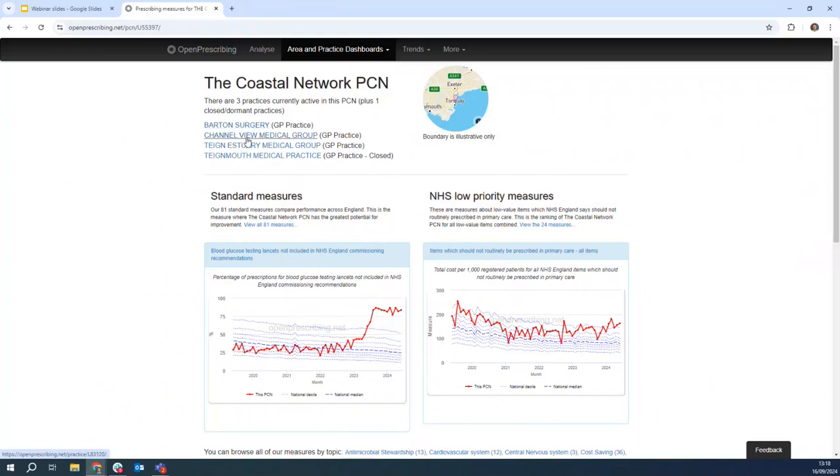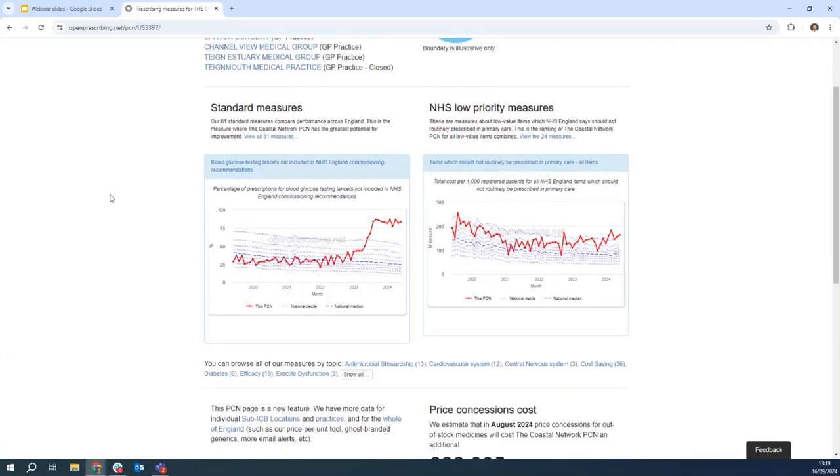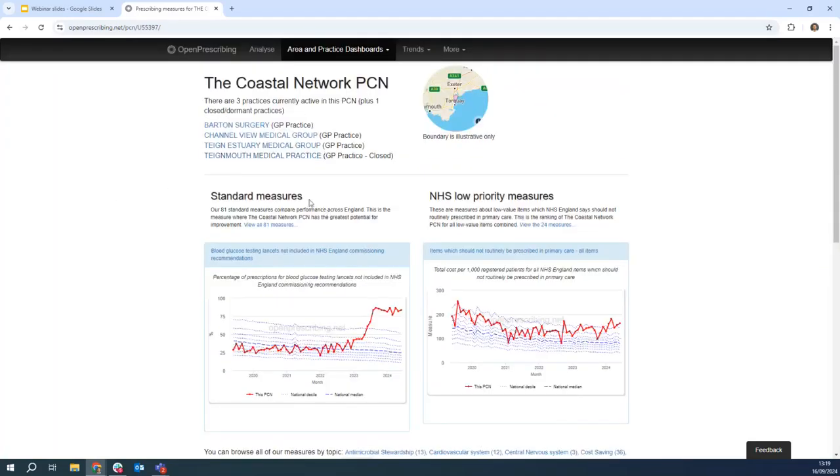So we can see then that there's 3 different GP practices in this, and we can see roughly where they're based, just north of Torquay, south of Exeter. This is one of Rich's, who's one of our other clinical informaticians. It's in Devon, which is one of his areas. So I'm sure we'll see some interesting stuff today.